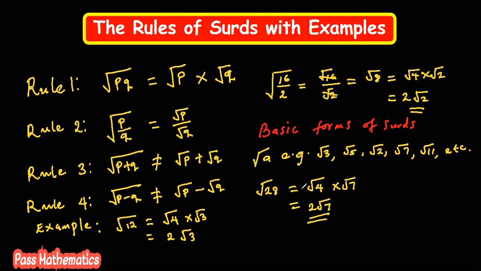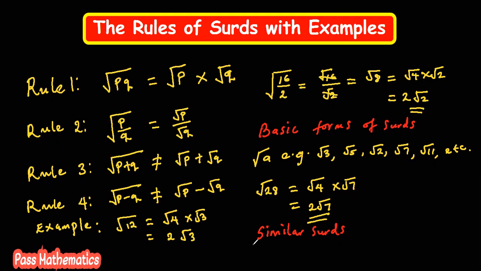All right, let's look at similar surds. That is another rule that you need to learn. Surds are similar if their irrational parts contain the same radicand. Yes, surds are similar if the irrational parts are the same.